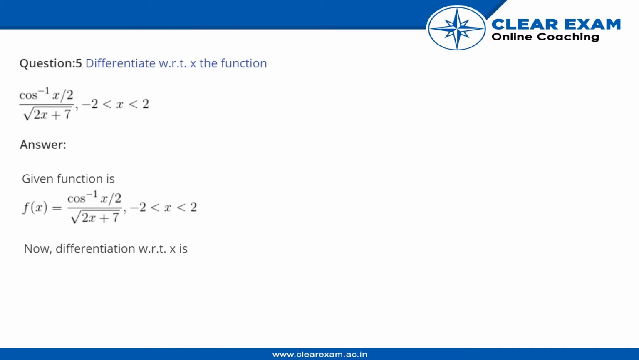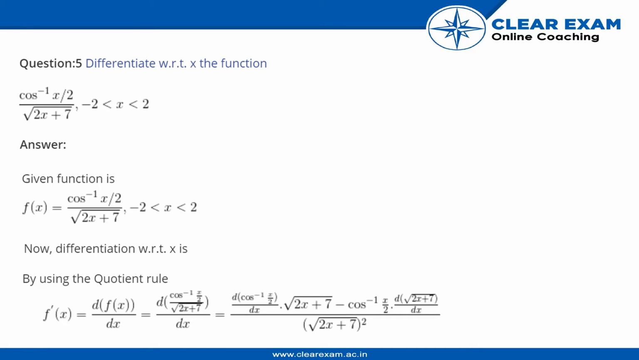Now, differentiation with respect to x is by using the quotient rule. f'(x) = d of f(x) divided by dx, which is equal to d of [cos inverse (x/2) / under root of (2x + 7)] divided by dx, which is equal to [d of cos inverse (x/2) by dx into under root of (2x + 7) minus cos inverse (x/2) into d of under root of (2x + 7) divided by dx] whole divided by [under root of (2x + 7)] whole square.